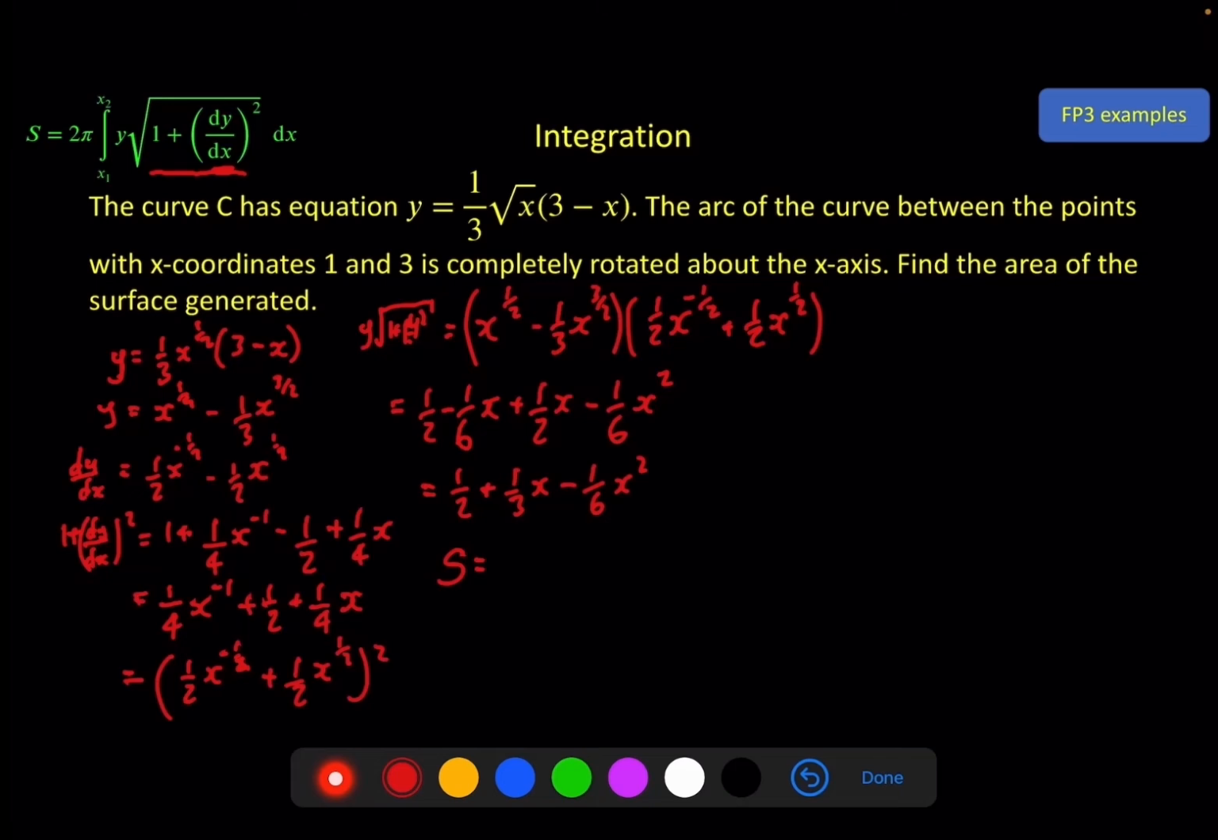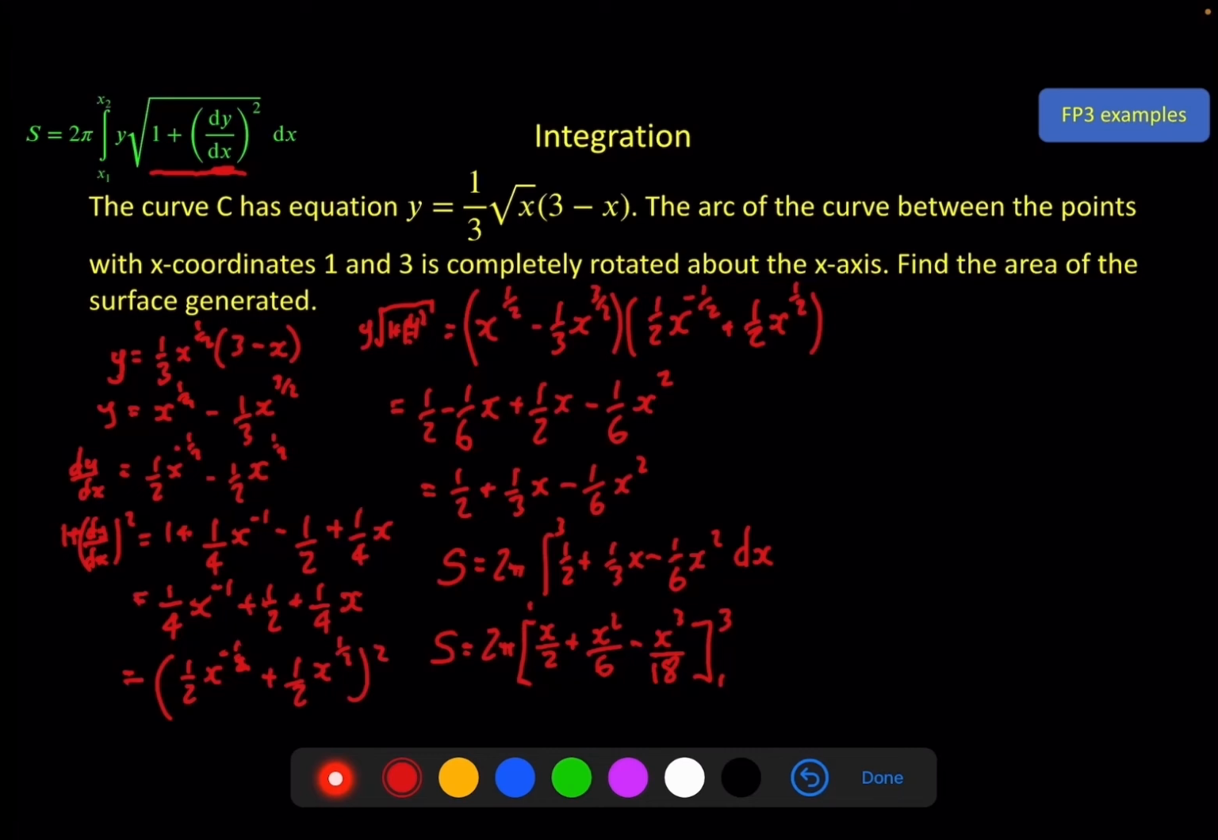So capital S is equal to 2 pi, the integral from 1 to 3 from our question, of 1 over 2 plus 1 over 3x minus 1 over 6x squared dx. And I hope you can see that we have done most of the work in this algebra section here. And the rest is just following through the integration and putting in the numbers. Let's do that for completion's sake. x over 2 plus x squared over 6 minus x cubed over 18, from 1 to 3.